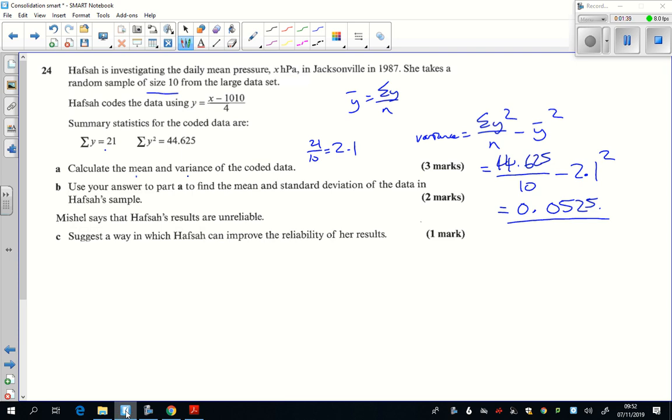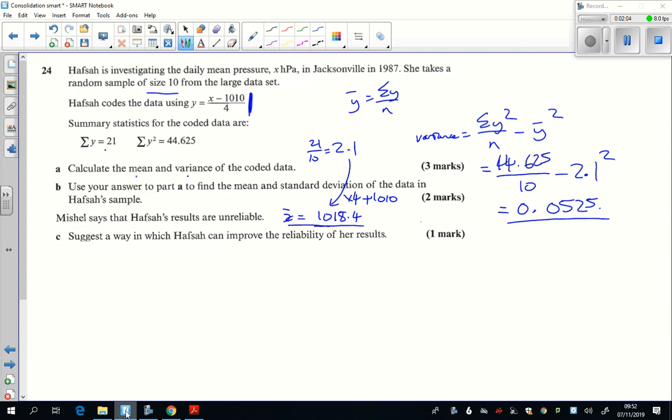If we wanted to know what it was of the original data, you'll notice for the original data, she took away 1010 and divided by 4. So to undo that, we're going to times by 4 and add 1010. And if you do that, you get 1018.4 for the mean.